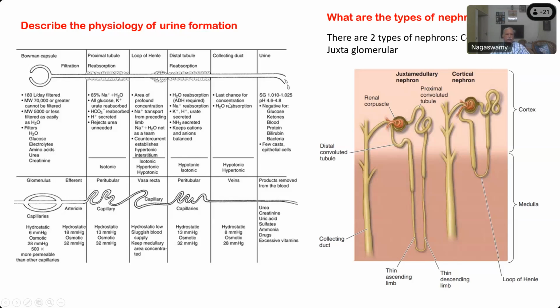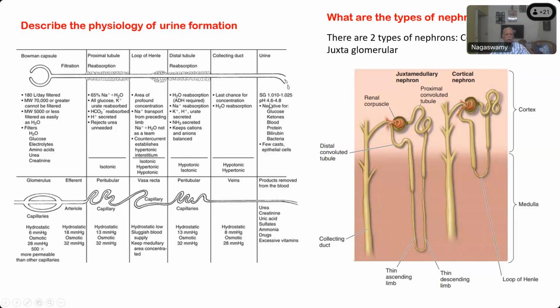In the collecting duct, this is the last chance for water absorption. Beyond that, water absorption cannot take place. And again, it is by ADH, and it becomes initially hypotonic, then hypertonic, depending upon the requirement of water reabsorption. Finally, when it comes out of the body as urine, the specific gravity is between 1.010 and 1.025. You can take the decimal point off, then remember it as 1010 to 1025.